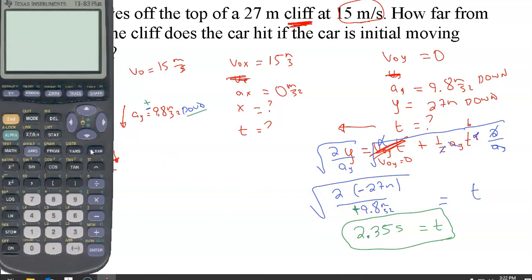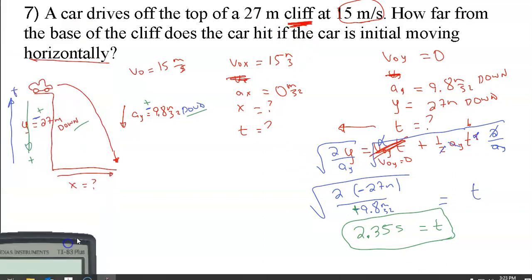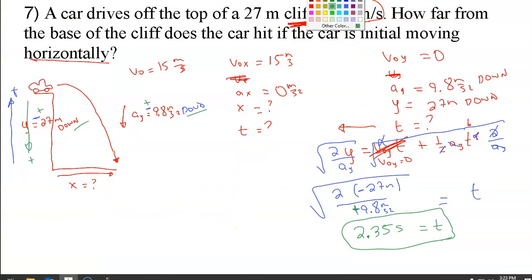All right? Okay. I got the number there. Okay? That's not what the question was asking. They wanted the x distance. So we got a little bit more to go on this one.